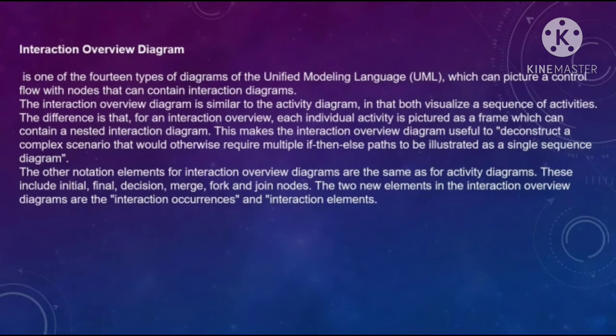Interaction overview diagram is one of the 14 types of diagram of the Unified Modeling Language, which can picture control flows with nodes that can contain interaction diagrams. The interaction overview diagram is similar to the activity diagram in that both visualize a sequence of activities. The difference is that for an interaction overview, each individual activity is pictured as a frame which can contain a nested interaction diagram.